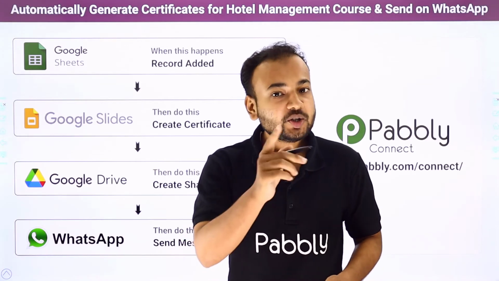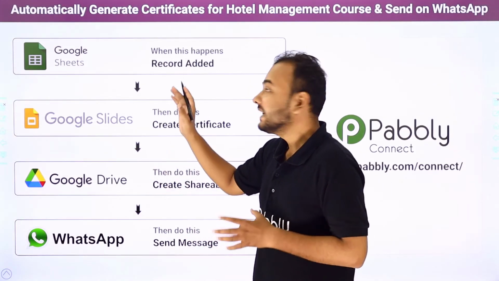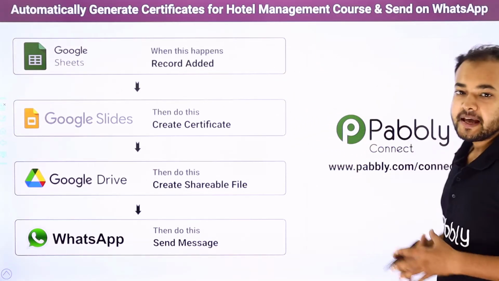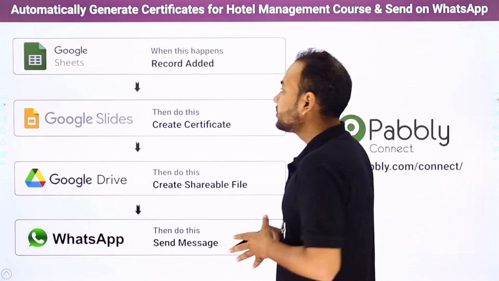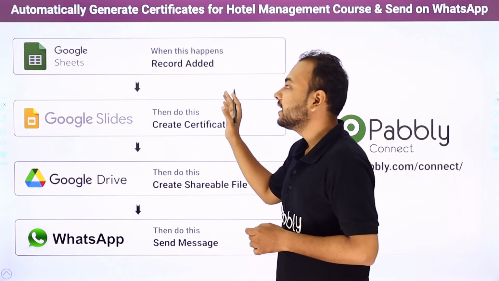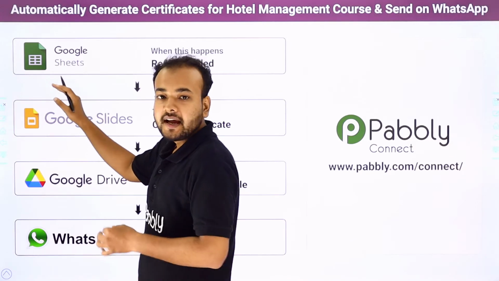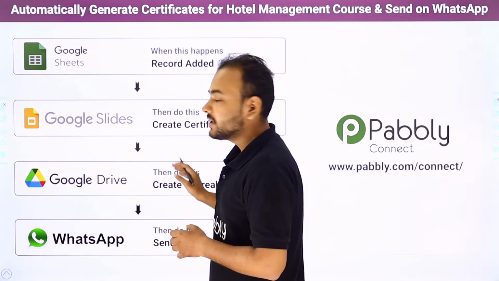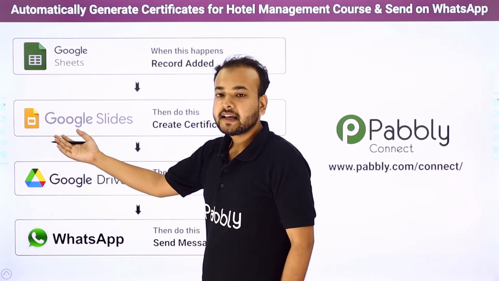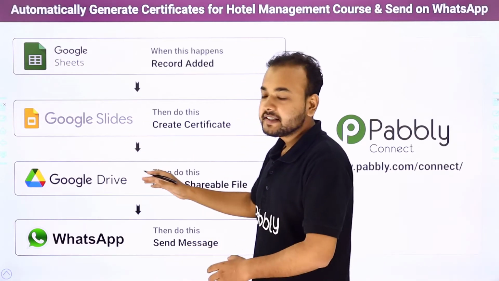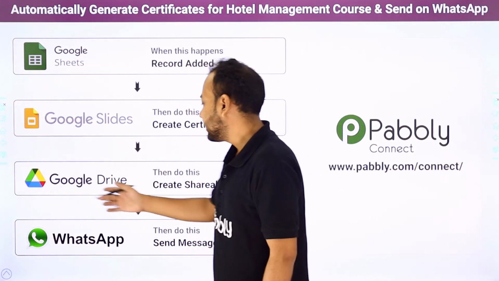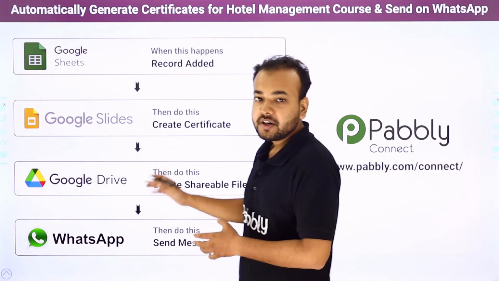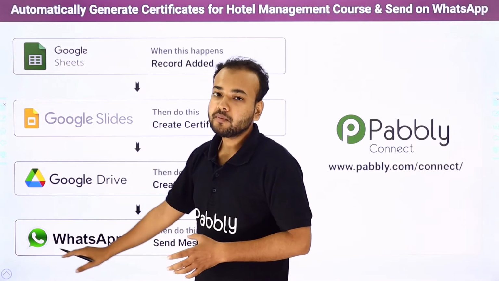So in this video you are going to learn how to automatically generate certificates for a hotel management course and send them on WhatsApp. Now let's see what is happening here. You have a record of your students added in a Google Sheet, and according to that record you want to create certificates for your students. To do that you are using Google Slides, and then you are going to save that certificate in Google Drive and generate a shareable link of that certificate. Then you will send the same certificate to your students on their WhatsApp account automatically.